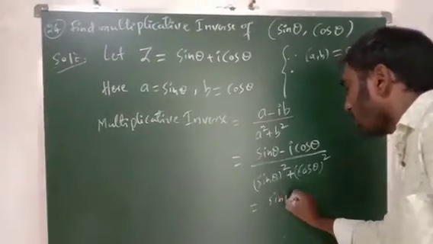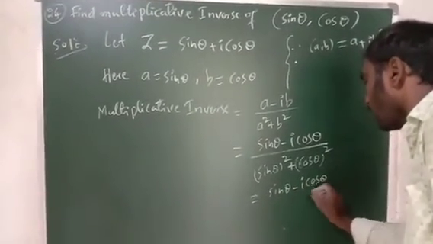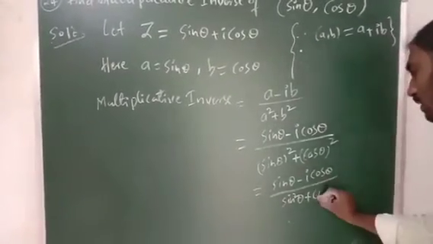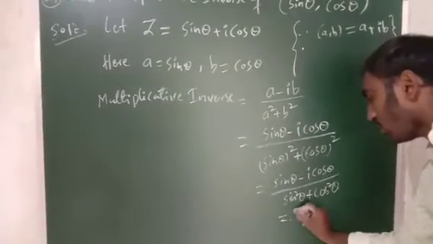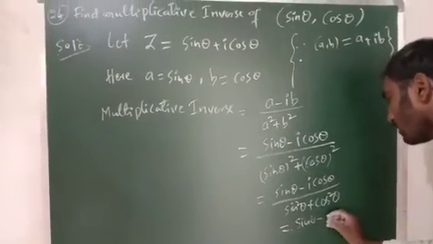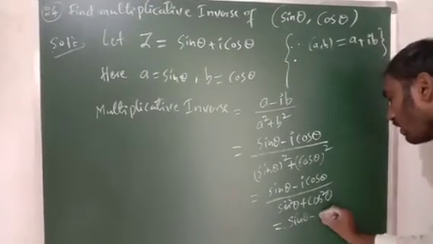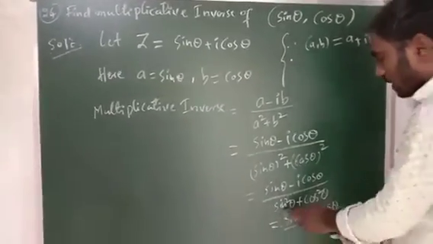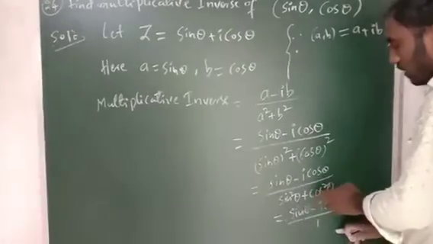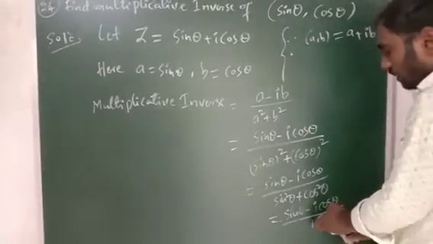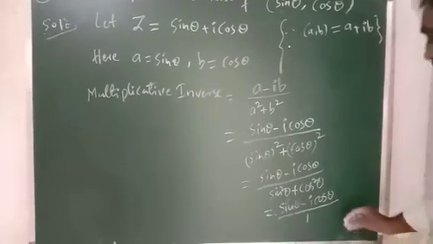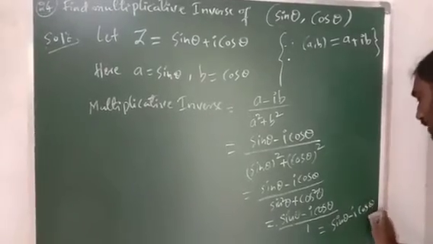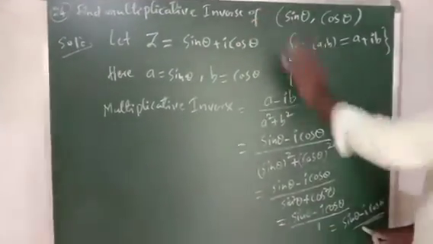So this is equals sin theta minus i cos theta by sin theta whole square means sin square theta plus cos theta whole square is cos square theta. So this is equals sin theta minus i cos theta by 1. Here sin square theta plus cos square theta value is 1. So substitute this value here. So here it becomes sin theta minus i cos theta. This is the multiplicative inverse for the given complex number.